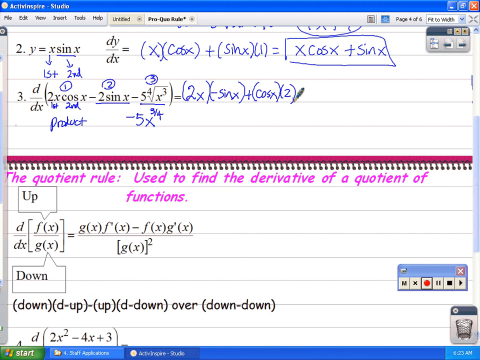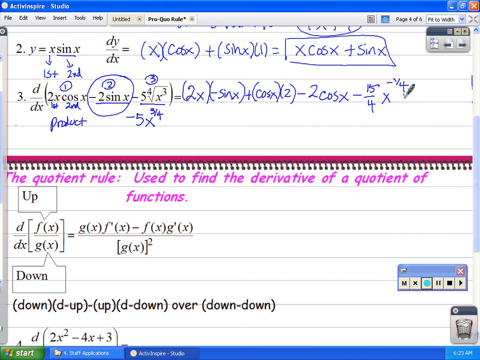Now I'm going to go to the second term, which is 2 sine x. The derivative of sine is cosine. Notice again, I take the derivative of that term just normally, nothing fancy. And then the derivative of the third term, by the power rule, we're going to multiply 3/4 times 5, so that gives me 15/4 x. Decrease the power by 1. 3/4 minus 4/4 is negative 1/4.